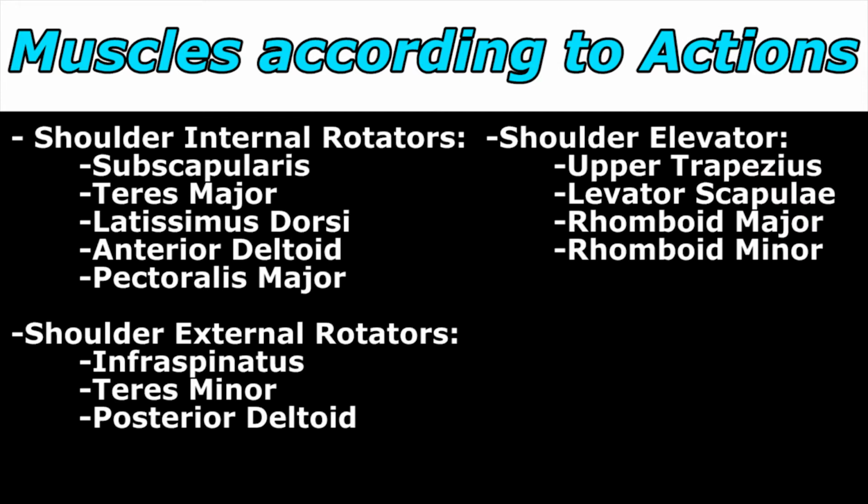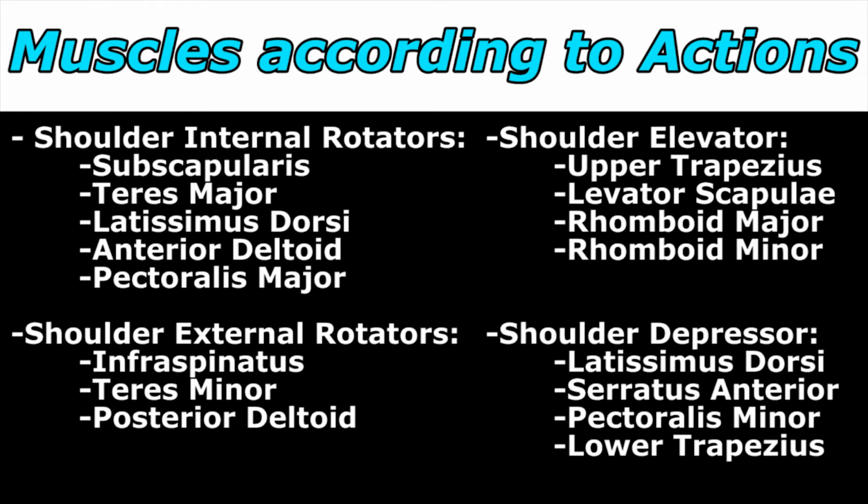For shoulder elevator, we have upper trapezius, levator scapulae, and the rhomboid major and minor. And for the shoulder depressor, we have latissimus dorsi, serratus anterior, pectoralis minor, and the lower trapezius muscle.